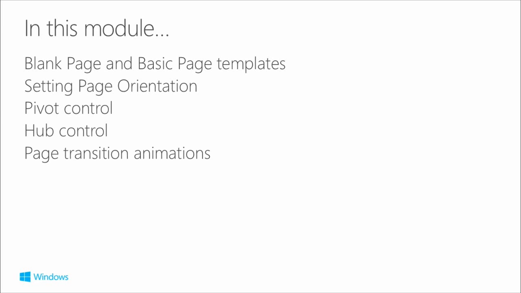So anyway, this session is about the bigger page controls and page transition animations. In this one, we're going to just look at the basic templates, and then a little bit about how you can control that, setting page orientation. A bit of a look at what the pivot control and hub control give you in terms of the user experience. And then how you can add a little bit of nice quality gloss to how your apps behave.